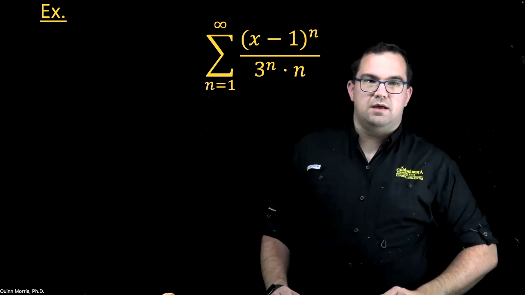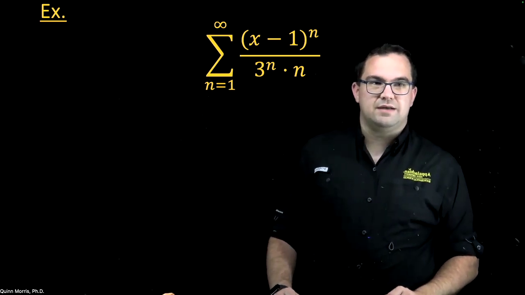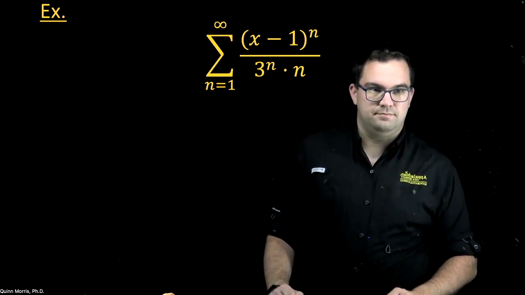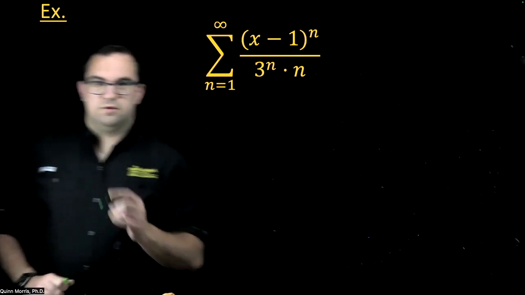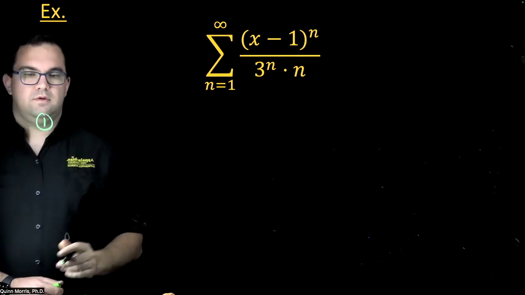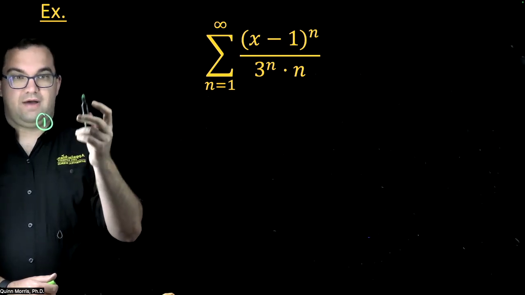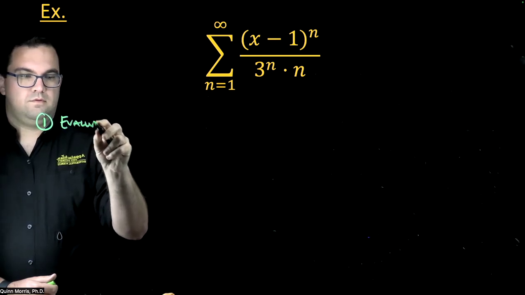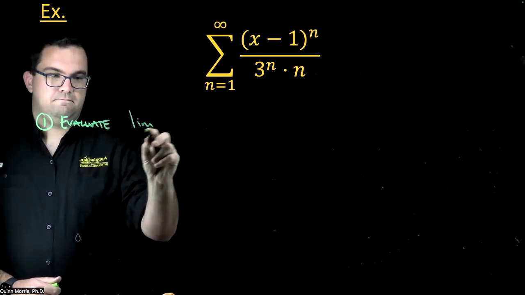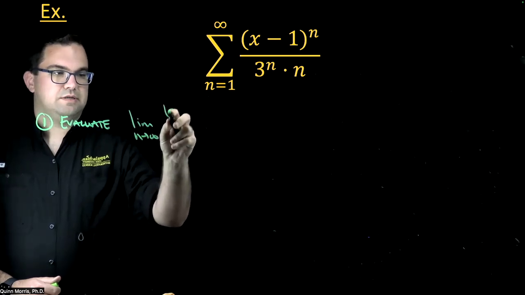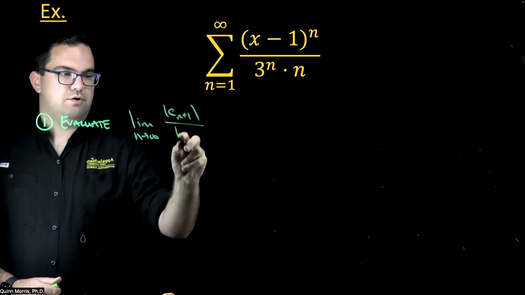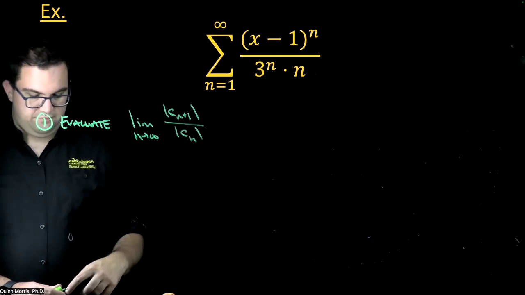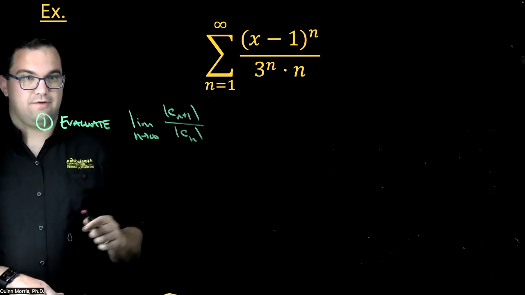So here I'm going to take the sum n is equal to 1 to infinity of x minus 1 to the n divided by 3 to the n times n. Similarly to before, the first thing I'm going to do is evaluate the limit. Again, because this is a power series, I'm looking at the limit of the ratio of the coefficients of the power series. So first, let's just calculate that ratio.